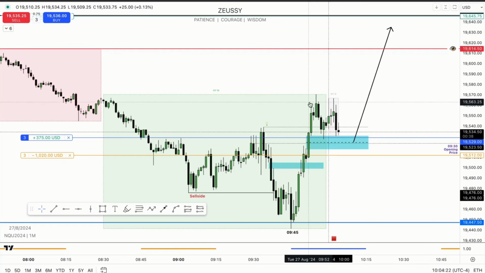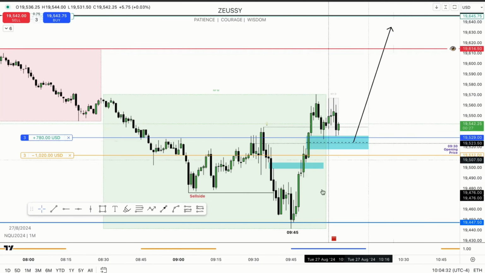As you can see, there's a bit of consolidation going on here, where there's back and forth, back and forth delivery. The moment I see SMT taking place on the lows here, that is when that consolidation is likely going to end. Drop below the 10 o'clock open, offer smart money the opportunity to go long.